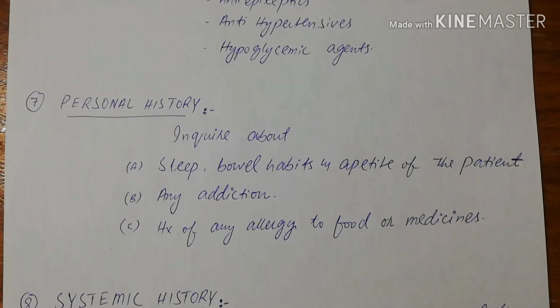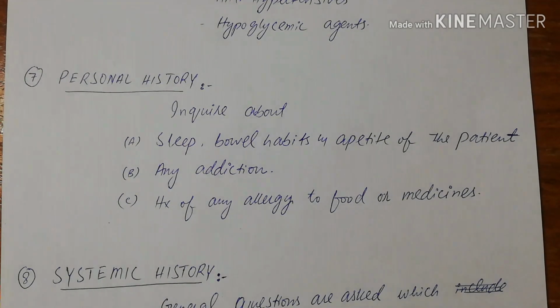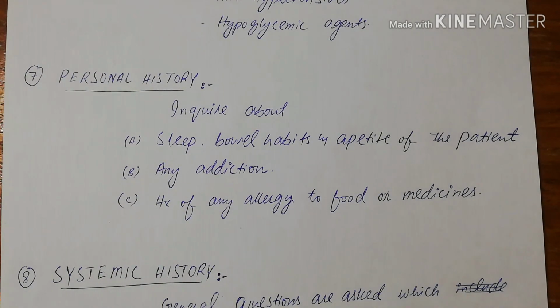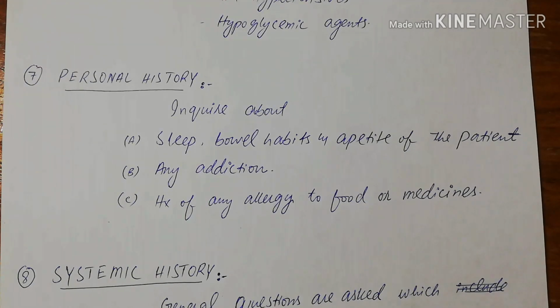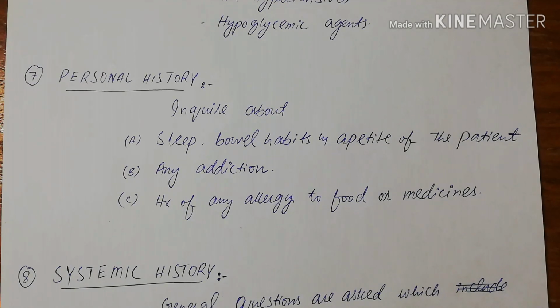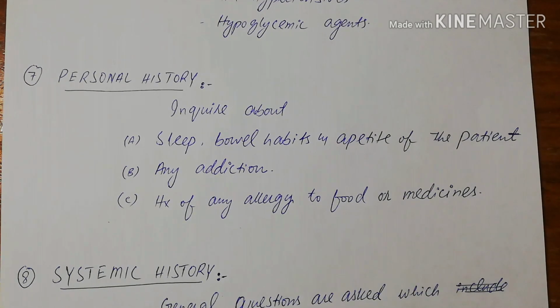Then comes the personal history of the patient. In personal history, we know about the sleep, bowel habits, and appetite of the patient, whether it is changed during the course of the disease or not. We also know about any addictions like smoking, etc., by the patient, and also history of any allergy known to any sort of food or medicines.